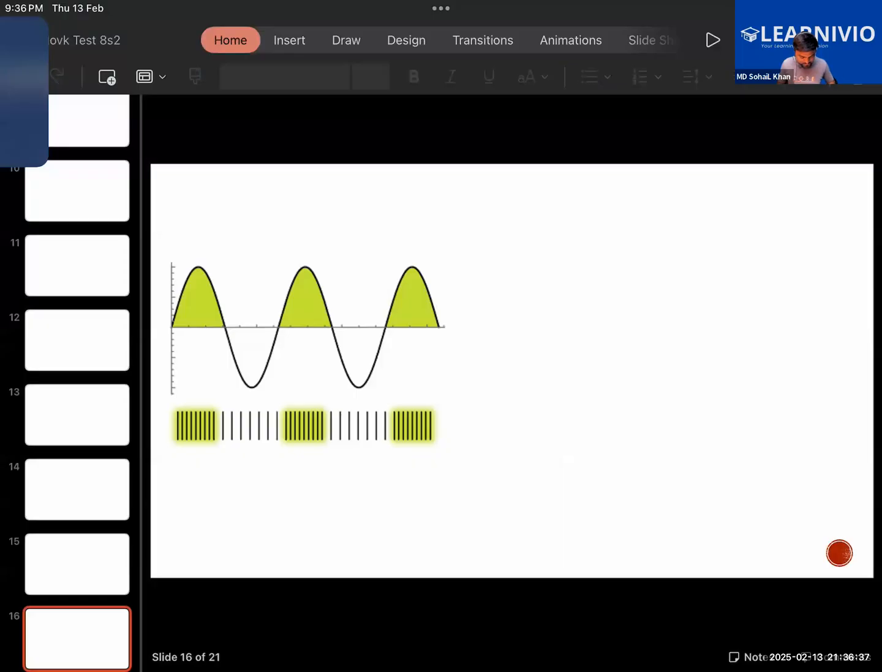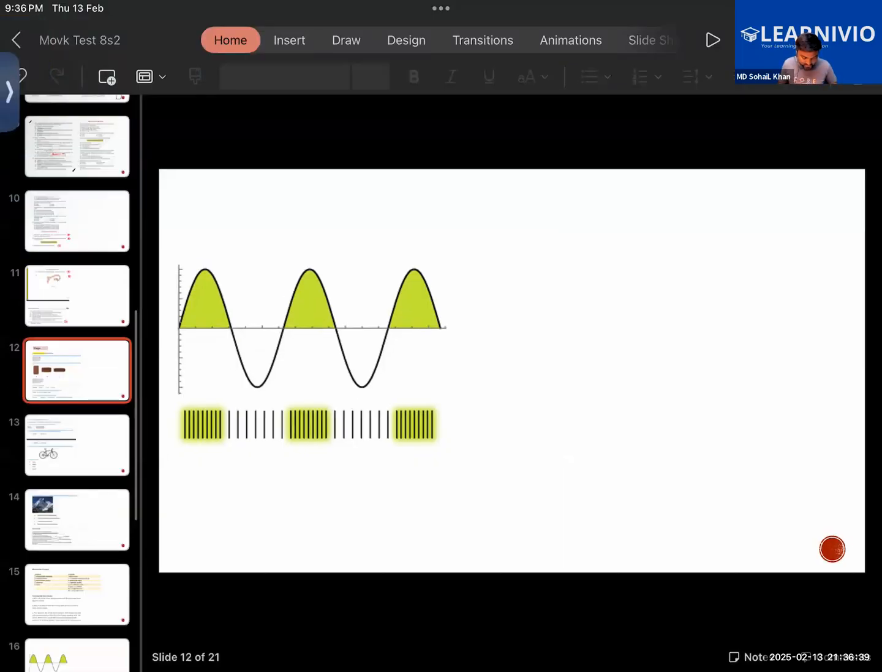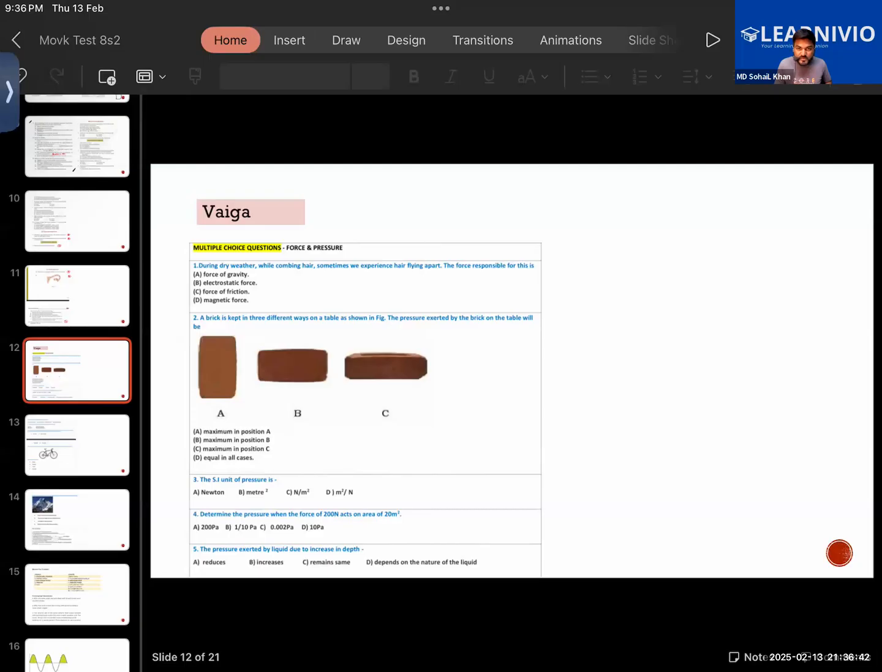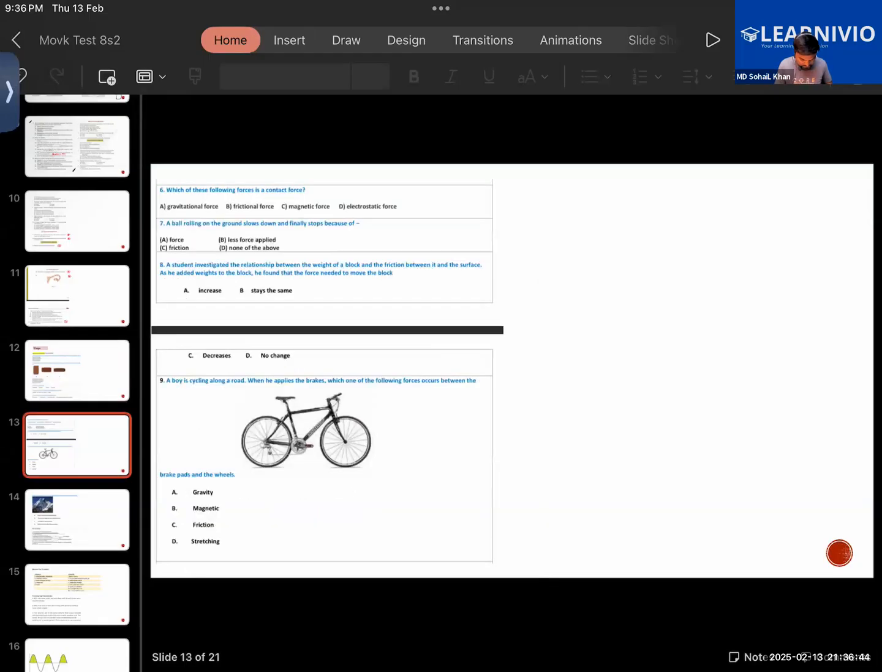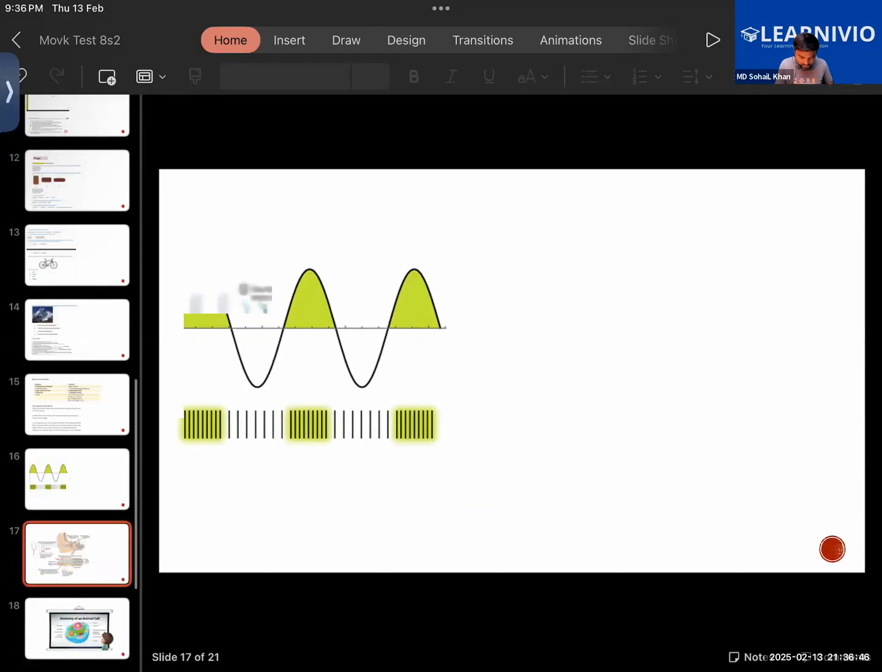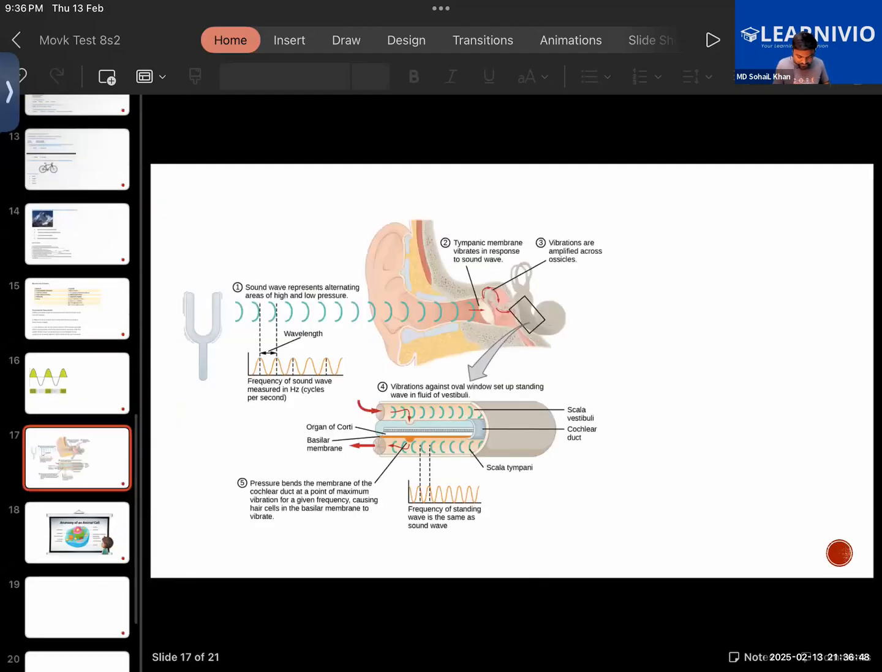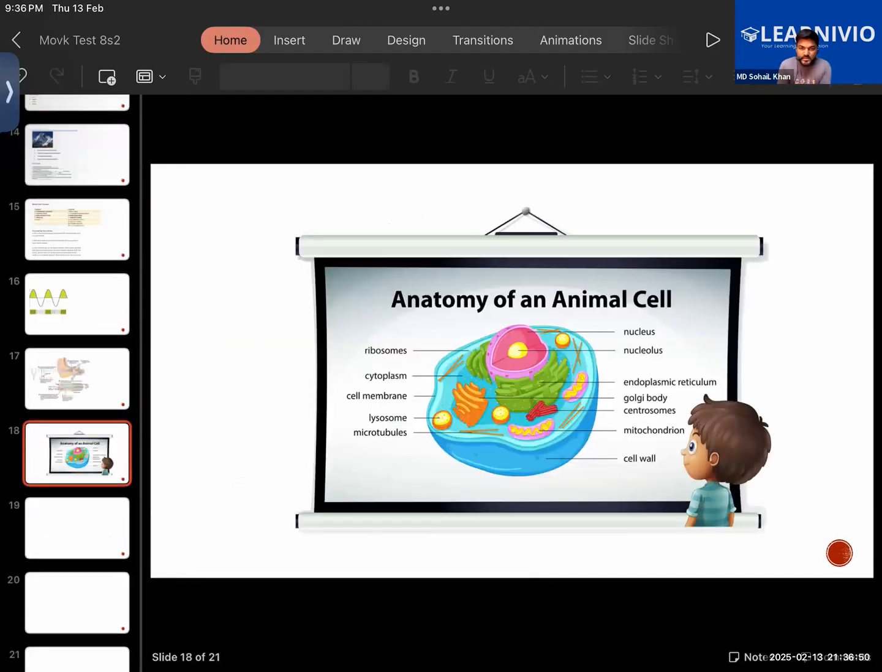From that chapter. Okay. After that, Vaiga, you'll be doing some questions from the chapter force and pressure. And also you'll be doing some numerical questions from the chapter sound. Both of you turn your cameras on. Yes, Ramesh, turn your camera on.